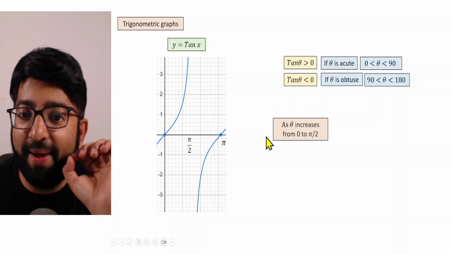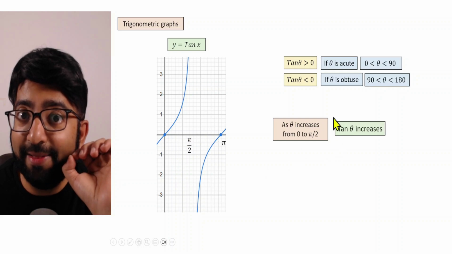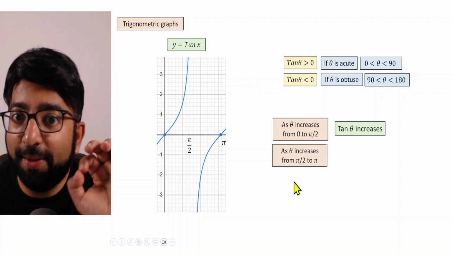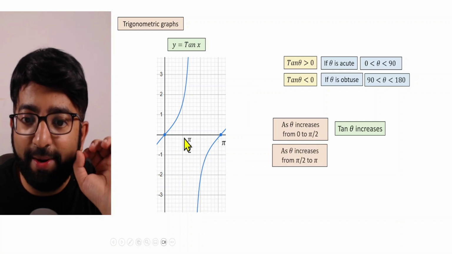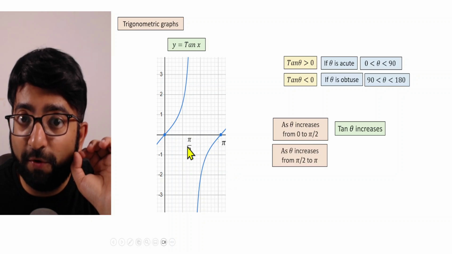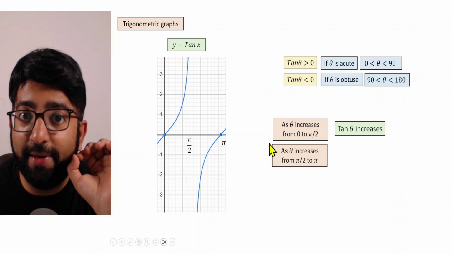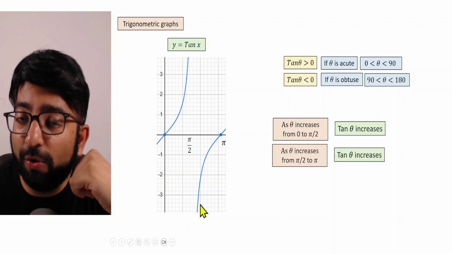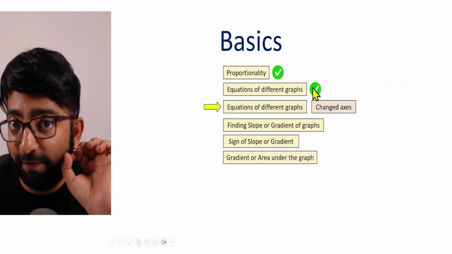And now we can sum up. As the value of theta increases from 0 to pi by 2, tan theta definitely increases, as you can see, and it is positive. On the other hand, if the value of theta increases from pi by 2 and goes towards pi, then also the value of tan theta increases, but the value of tan will be negative since the graph is below the x-axis. And this completes the equations of different kinds of graphs.